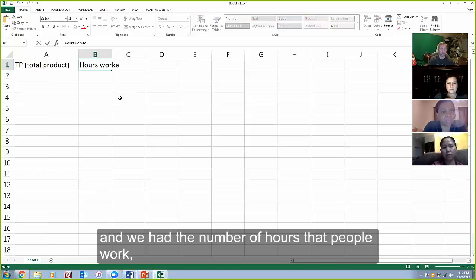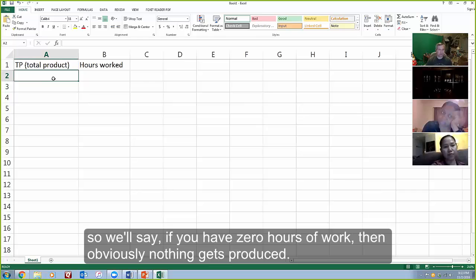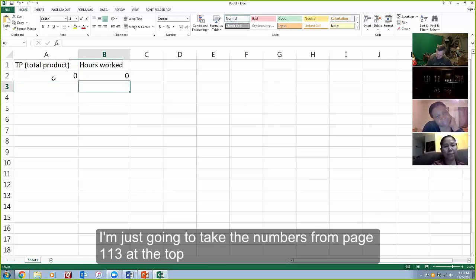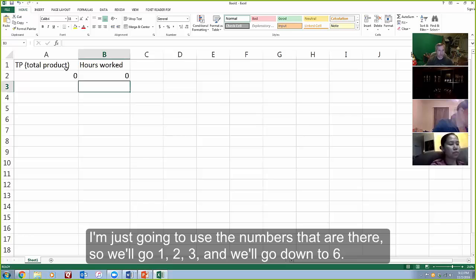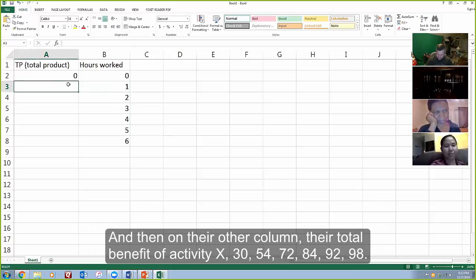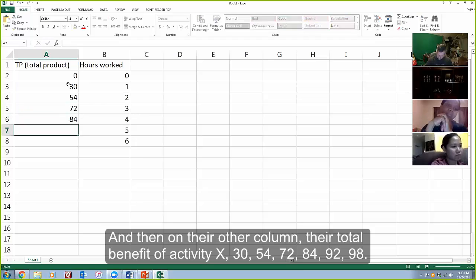So we'll say if you have 0 hours of work, then obviously nothing gets produced. I'm just going to take the numbers from page 113 at the top. So that question 12 might be completely unrelated to talking about hours worked and total product, but I'm just going to use the numbers that are there. So we'll go 1, 2, 3, and we go down to 6. And then the other column, their total benefit of activity X: 30, 54, 72, 84, 92, 98.